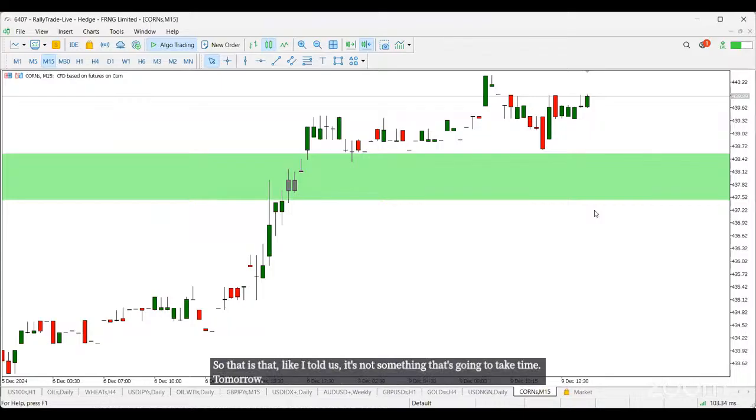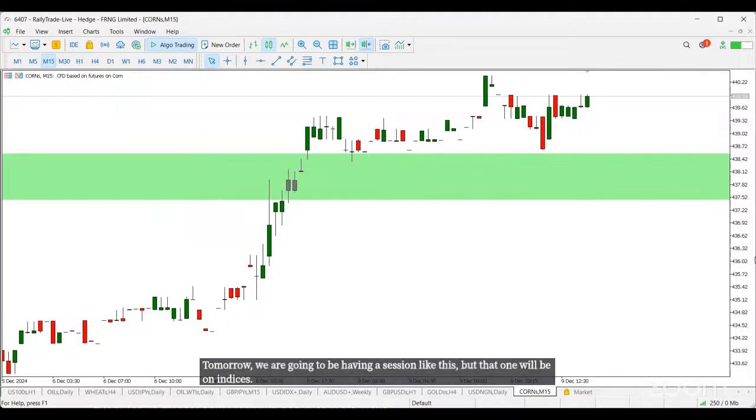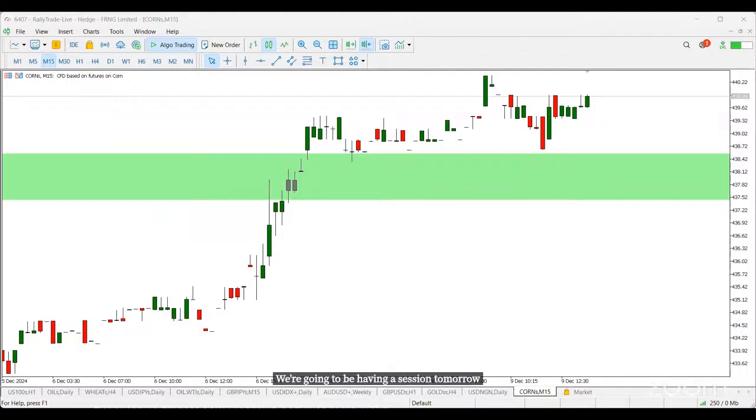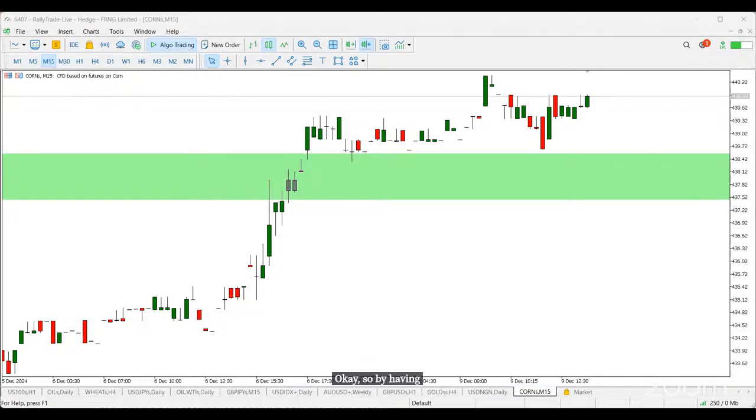Tomorrow we are going to be having a session like this, but that session will be on indices. So the way we are going to do it is that we'll be having regular programs on agro commodities and on indices. So you can join us tomorrow with this same link by 2 p.m. Let's do the analysis for the week on the index market.